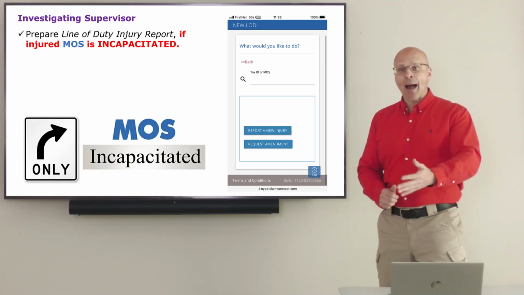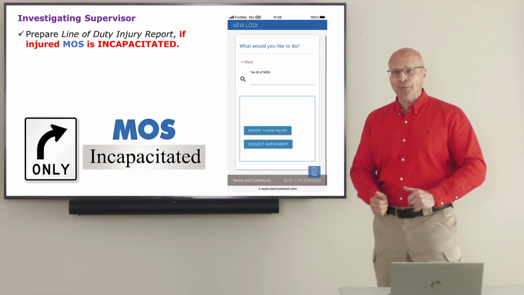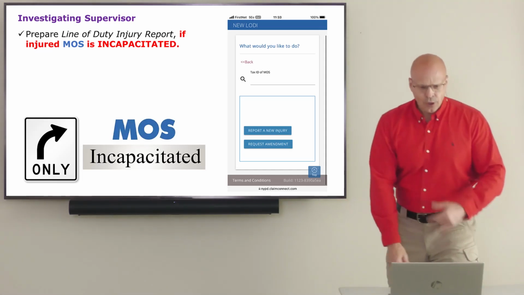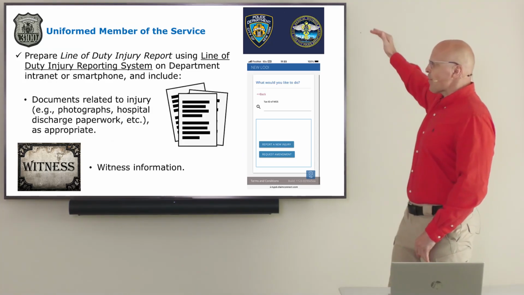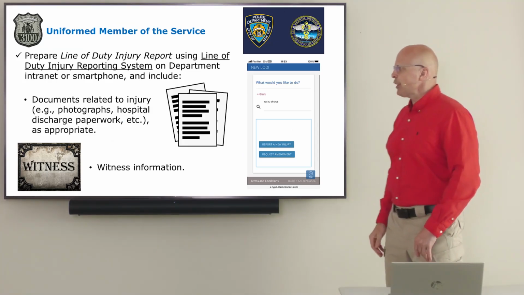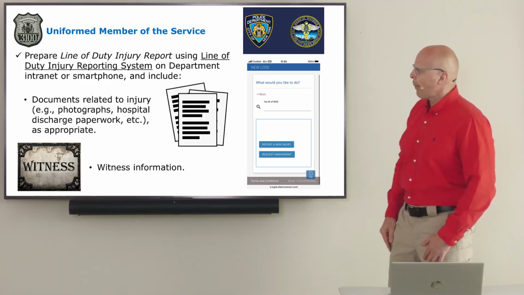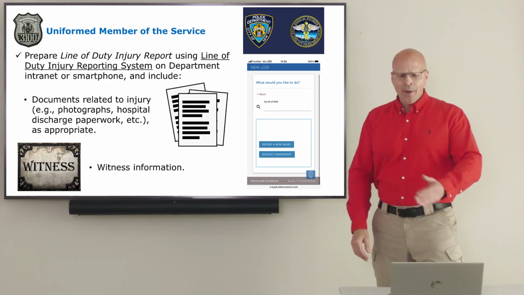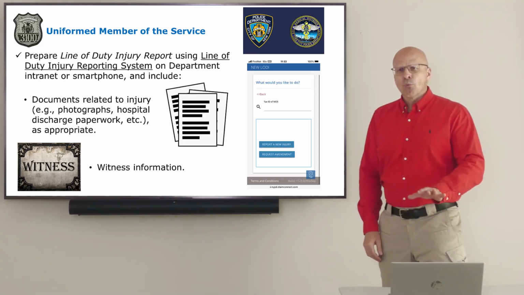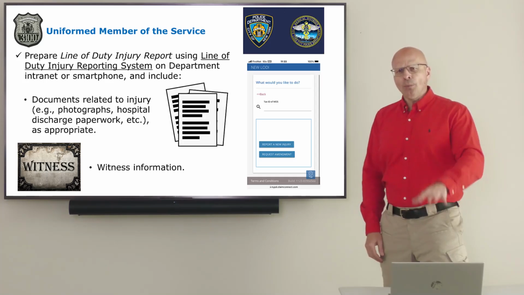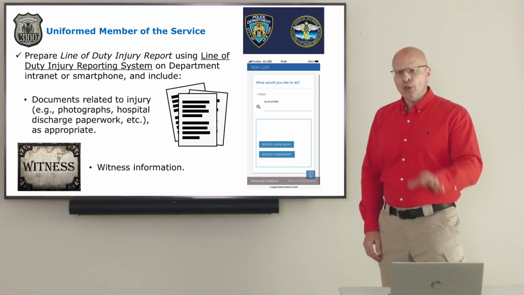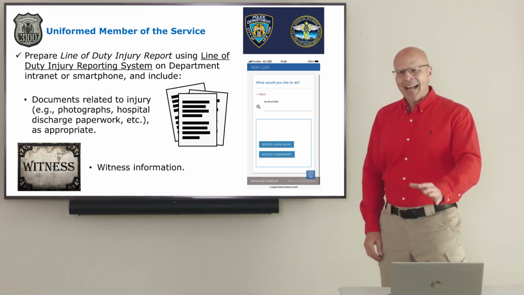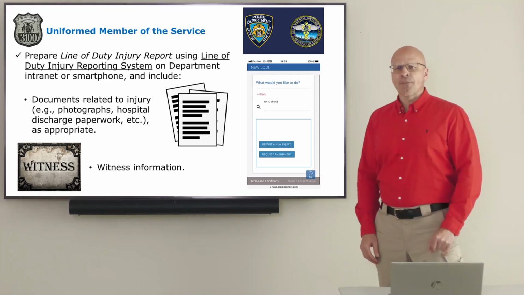And there it is, because now we're going to go over the general rule. So you have the exception first and then the general rule. Because the general rule is that the uniformed member of service will prepare a line of duty injury report using the line of duty injury reporting system on the department intranet or smartphone. And then we have two things we have to include when that report's prepared. General rule, uniformed member of service injured, do it for himself. Incapacitated, investigating supervisor does it for him.